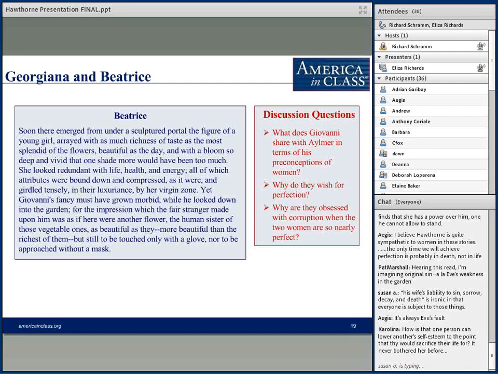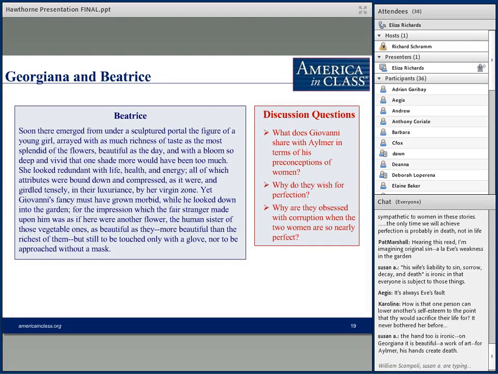We have a comment, and we do have a question: "How is it that one person can lower another's self-esteem to the point that they would sacrifice their life for it? It never bothered her before." We'll pick that up as we go along. We'll get towards that, and that's a great question. A question of whether her self-esteem is lowered. She does start obsessing about the birthmark. But what her point is when she dies, and she has the last word in the story, we're going to look at that.